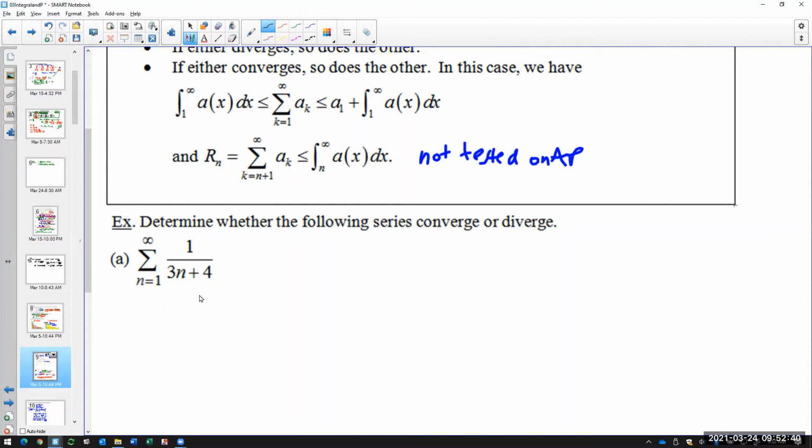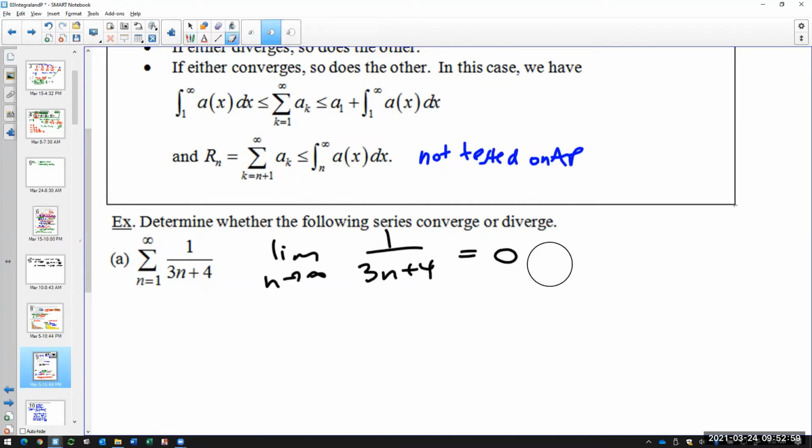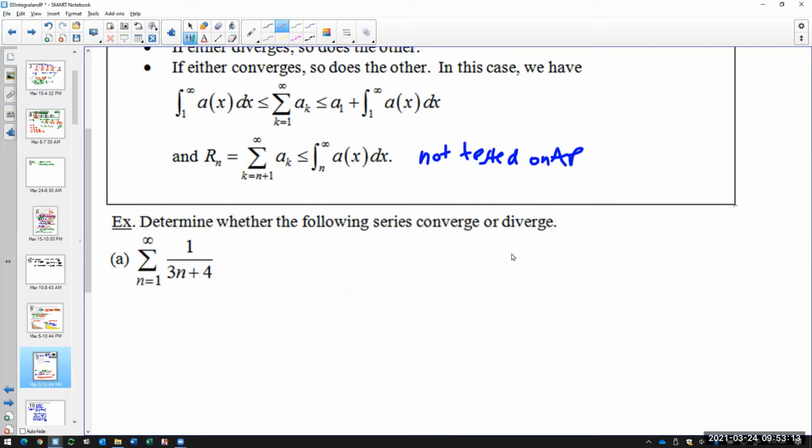Is it a telescoping test? No, it doesn't look like a telescoping series. What if I take the limit as n goes to infinity of 1 over 3n plus 4? Is it an nth term test for divergence? As n gets bigger and bigger, what is this equal to? 0. Well, that's weird. Guys, if you get 0 on an nth term test for divergence, what do you do? Do another test. The nth term test for divergence only works if you don't get 0. If you get 0, you do another test. So, not the nth term test for divergence.